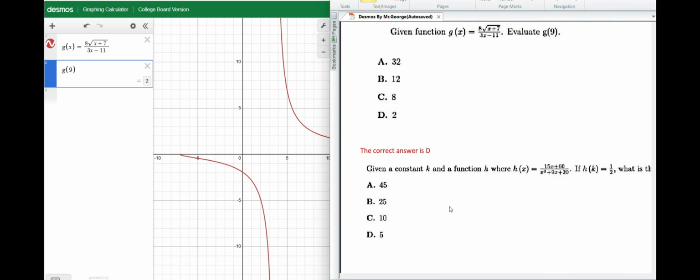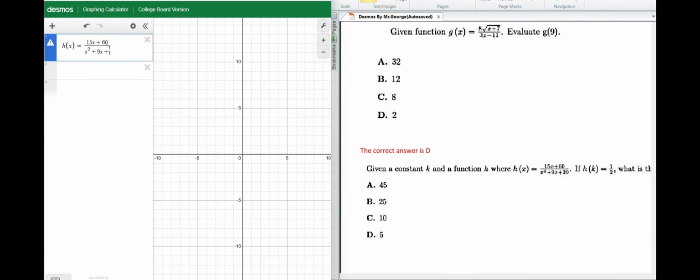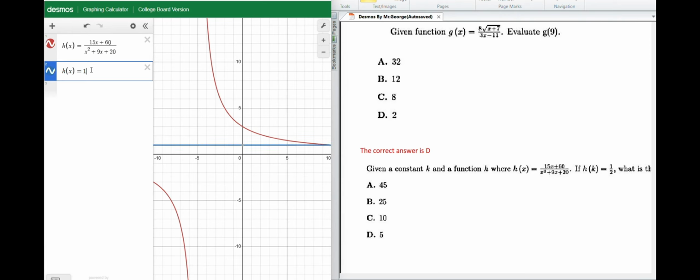Also, if we have an equation that looks like this, and we got h of x equal to this equation, and it says h of k equals one half, what is the value of the x value? Anyway, so we just type in the equation right here plus 20. We go down here and type h of x because the k represents the x over here. So we type in h of x is equal to 1 over 2.